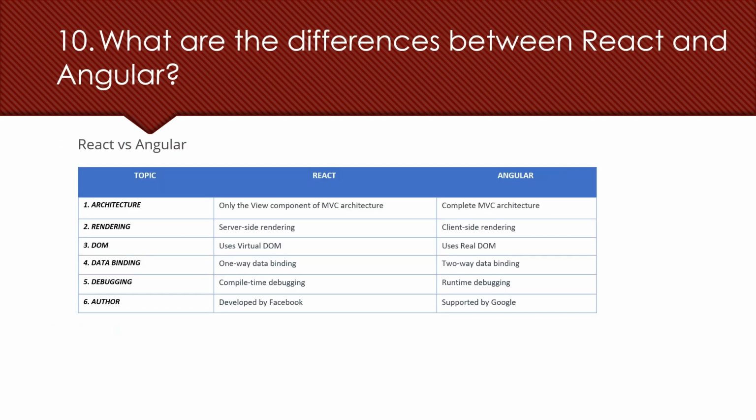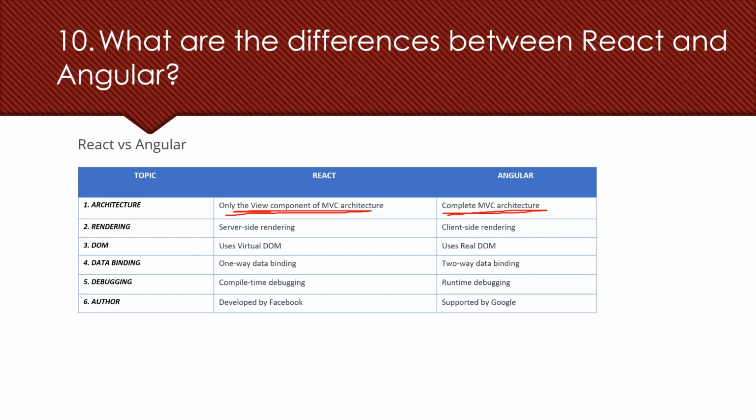The next question is, what are the differences between React and Angular? There are many differences between React and Angular, but here I have tried to define them in terms of different topics. For example, the first one is architecture. React is only the view component of the MVC architecture, while Angular is a complete architecture using MVC, so it has the model, view, and controller type of structure.